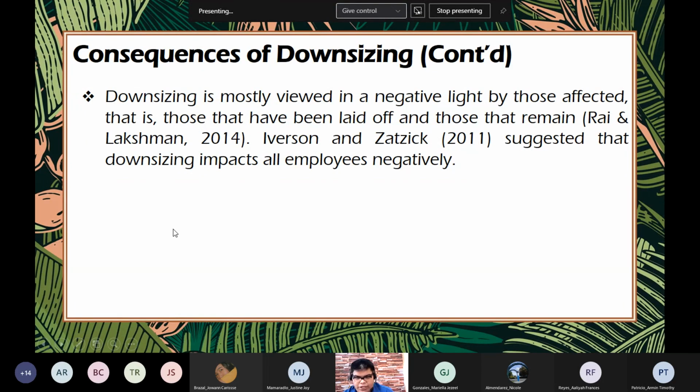Apektado, no? Not just employees, kundi pati mga pinapakain ng mga empleyado. No? Let's say, ang parents mo, na-downsizing sila, na-layoff sila, nawalan sila ng trabaho, paano yung mga pinapaaral nila? Paano kayong mga anak, mga bata? Mga umaasa sa inyong magulang? No? So, it impacts all employees negatively.